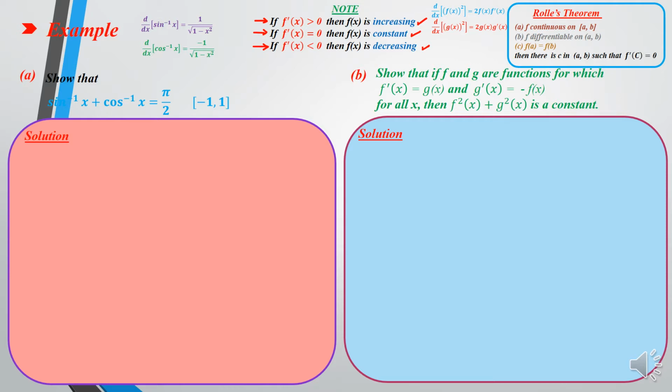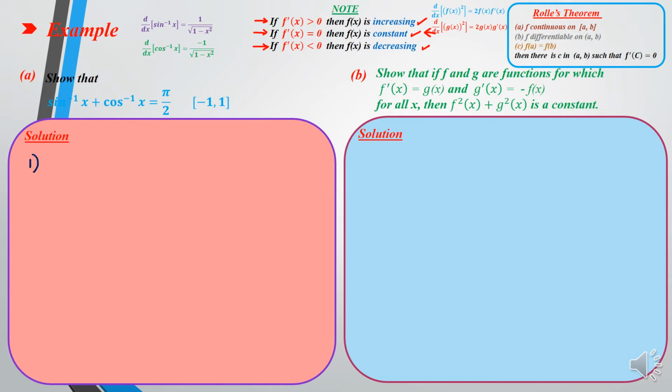So we are interested in this statement. When f prime of x on a given interval equals 0, this means the function f of x will be constant in this interval. So in part A, you have to show that the inverse sine of x plus the inverse cosine of x equals pi over 2. So you have to prove that this function equals c, which is a constant.